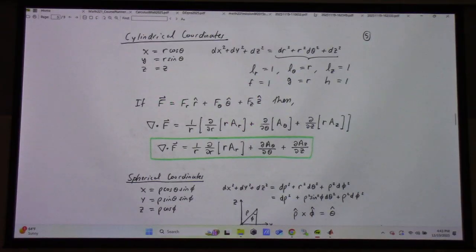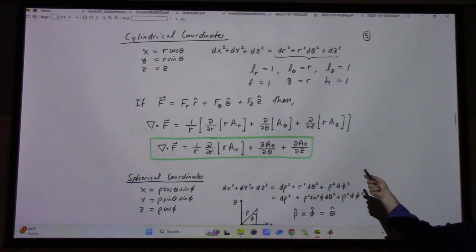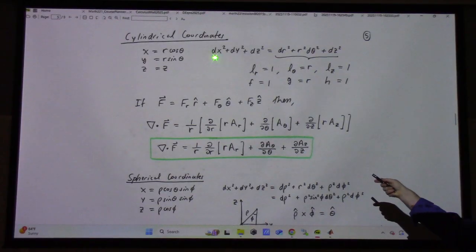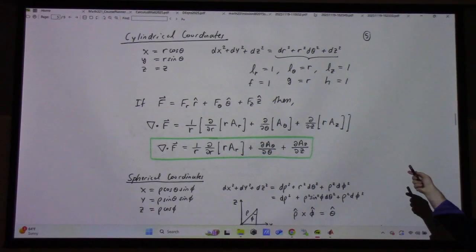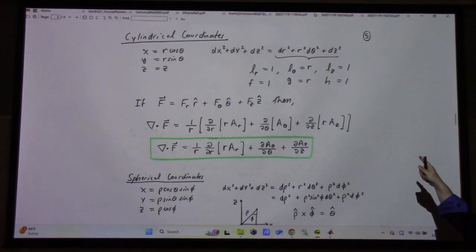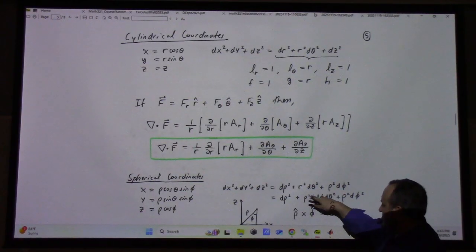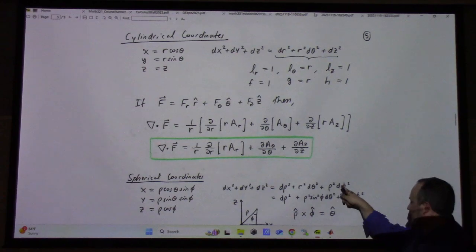If you're wondering about how to find the scale factors, what you want to do is just look at the infinitesimal arc length formula, like dx squared plus dy squared plus dz squared. And if you just look at the coefficients of your differentials, that reveals the scale factors. Like scale factor of r is 1, scale factor of theta is r, scale factor of z is 1. Down here, scale factor of rho is 1, scale factor of theta is rho sine phi, scale factor of phi is just rho.